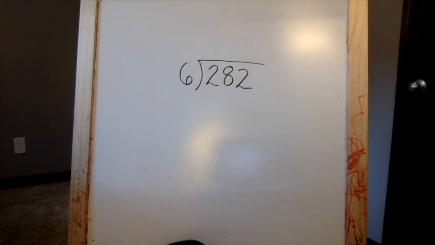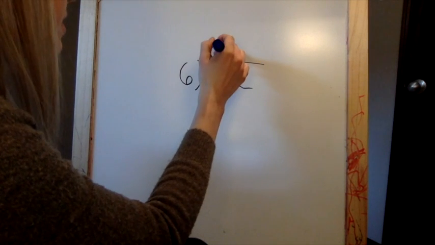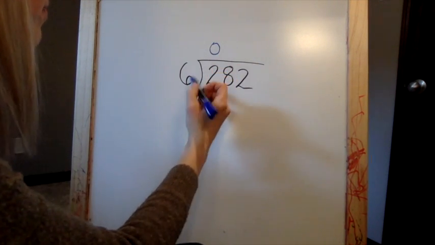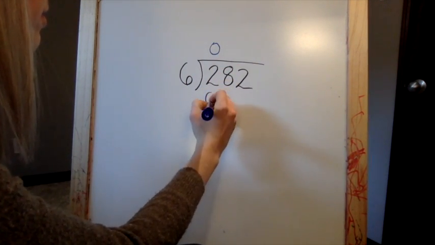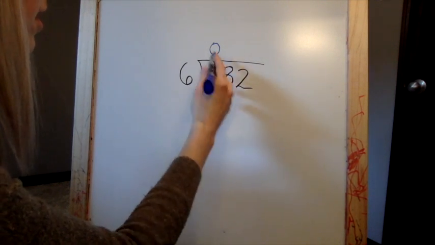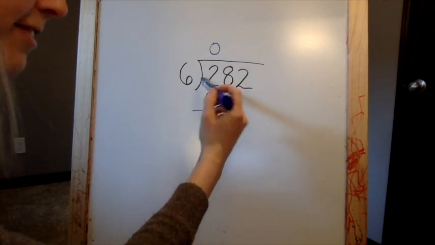How many times does 6 go into 282? Okay, how many times does 6 go into 282? So we're going to work through this and make sure we've got all our facts correct. So 6 goes into 2 0 times. 6 times 0 is 0.